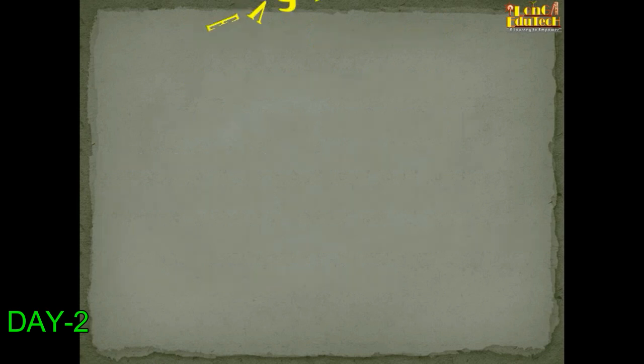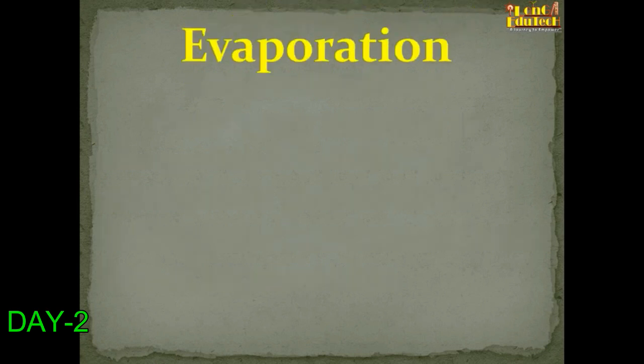Now we'll discuss evaporation. Evaporation is very useful, and because of evaporation only, even we, when we feel hot, we sit under the fan. At that time our body feels cool. How? It's due to evaporation. That is, the rate of evaporation increases.